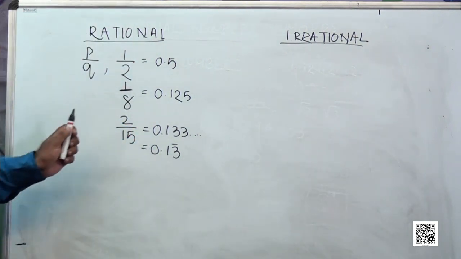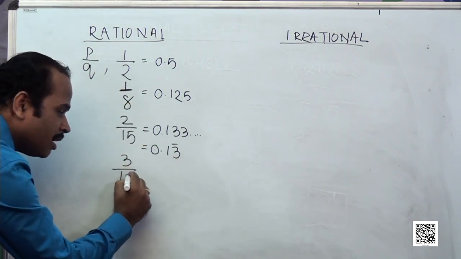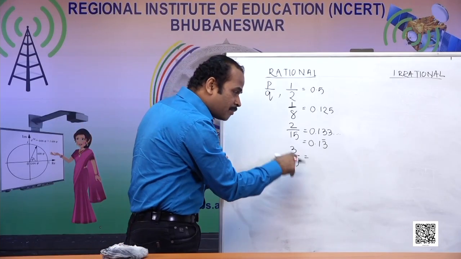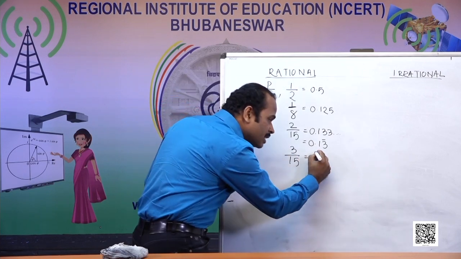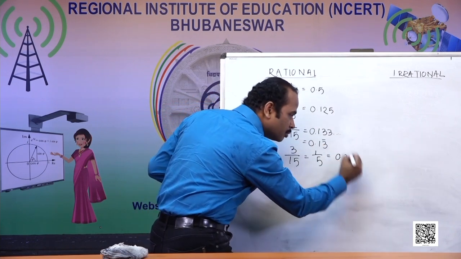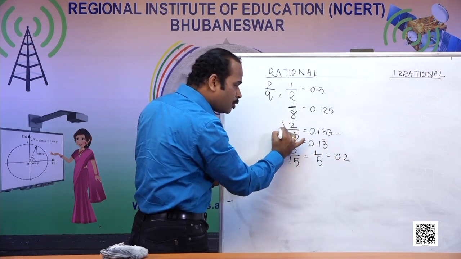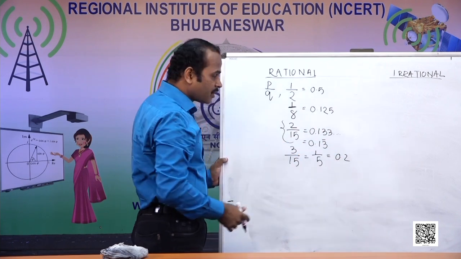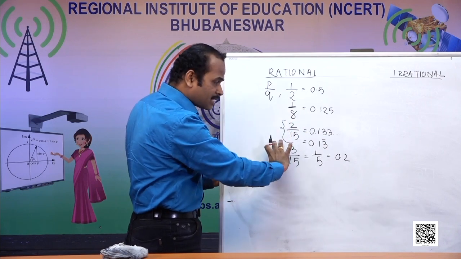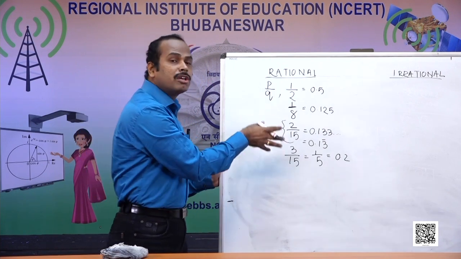Now, as 2 by 15 becomes 0.13 bar, instead of 2 by 15, if it is 3 by 15, what will be the result? If it is 3 by 15, this can be minimized and you will find it is 1 by 5. And 1 by 5, if you go on dividing, you will find it is 0.2. This is a terminating decimal. But 2 by 15 is a non-terminating decimal. So what basic difference do we find between these two rational numbers, that one is giving terminating decimal while the other is giving non-terminating decimal?